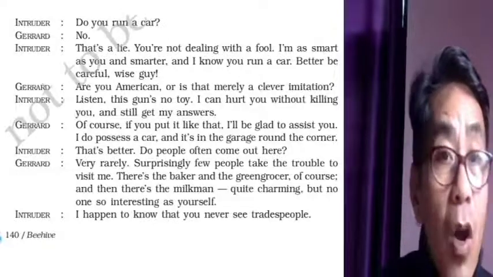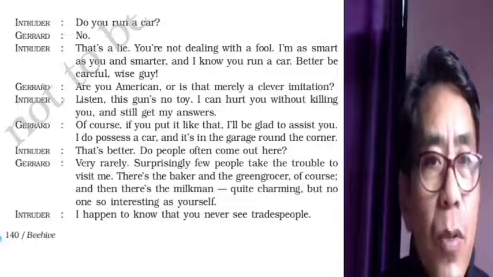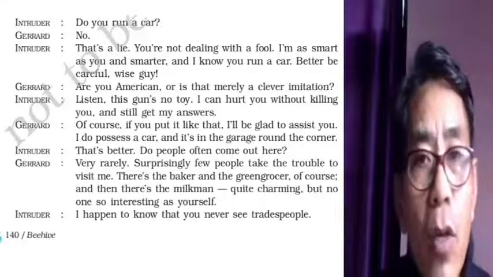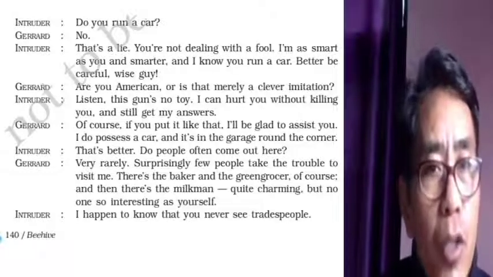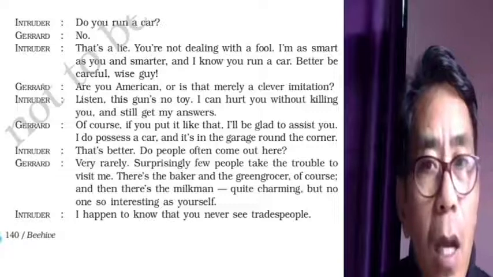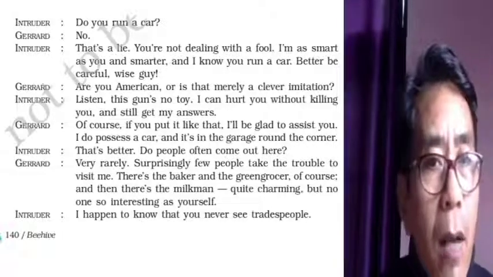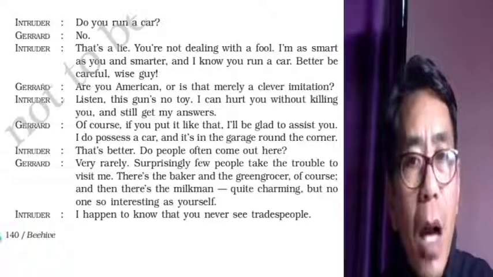And what did Gerard say? Of course, if you put it like that, I'll be glad to assist you. I do possess a car and it's in the garage round the corner. And then Gerard said that, yes, it's true that I've got a car, but my car is in the garage round the corner. And the intruder said, that's better. Two people come out here.